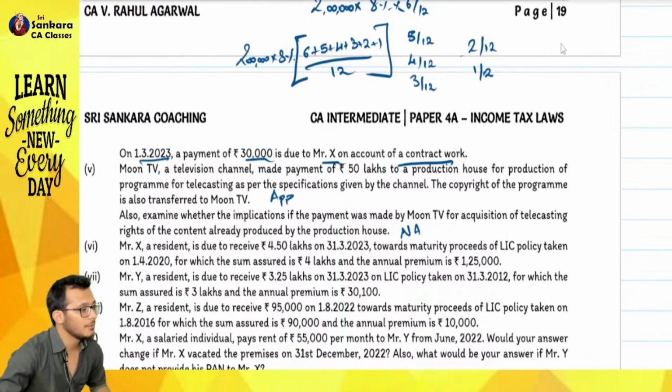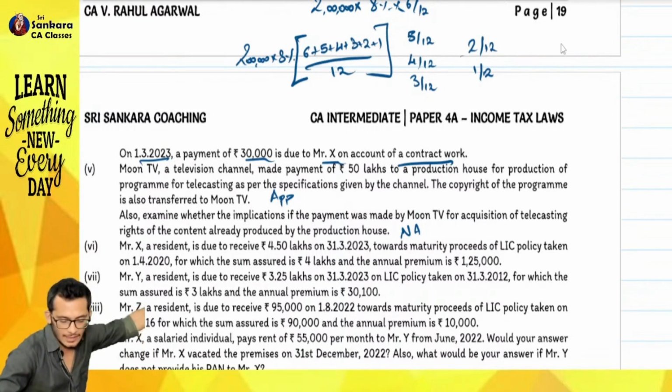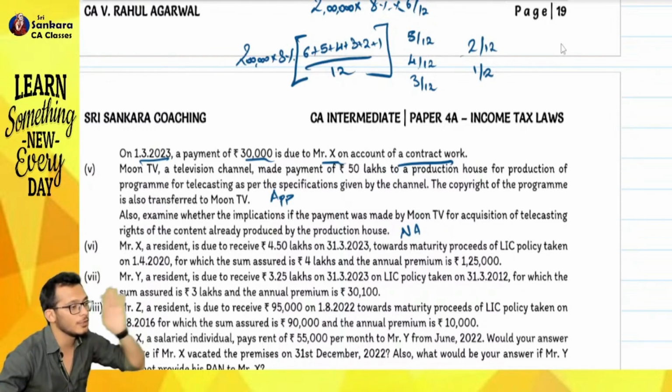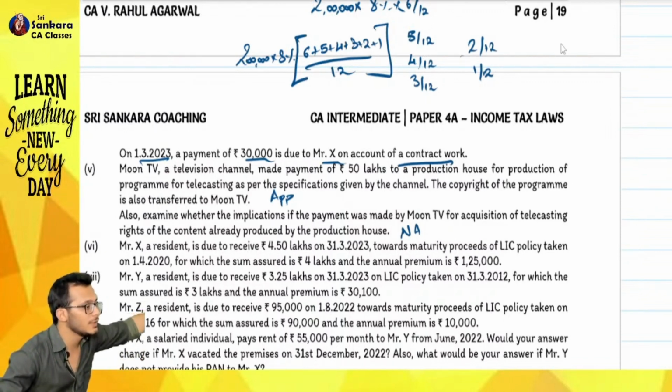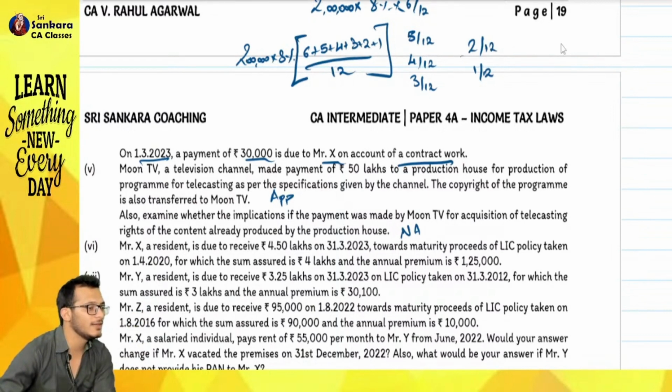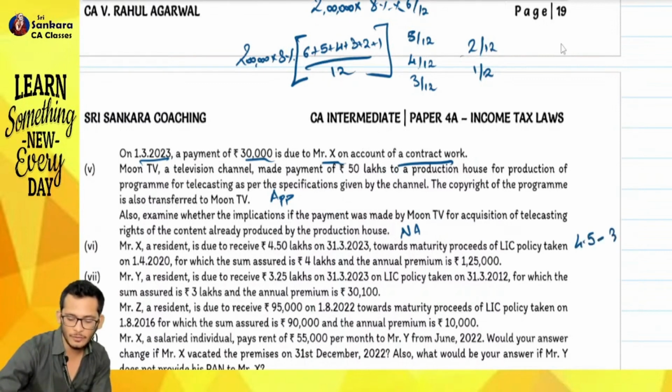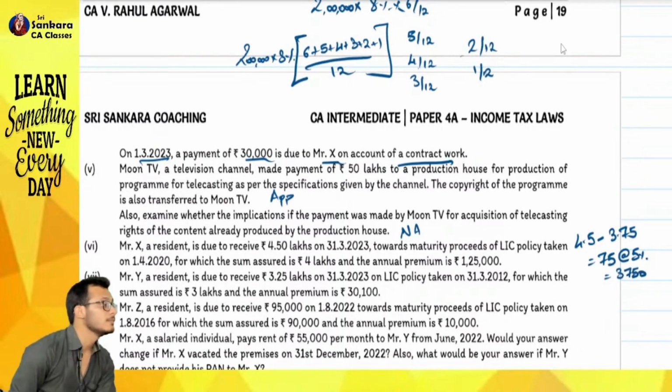How much premium have you paid? Every year you paid 1,25,000 starting from 2020. So 2020, 21, 22, 23. 4 years. Yes or no? 4 years or 3 years? 3 years. It was matured on 31st March 23, which means it is for 3 years. 1,25,000 into 3 years is 3,75,000. How much did you receive in hand? You received 4.5, you have paid 3.75. Income is 75 at the rate of, number is, clear, not clear? Clear?